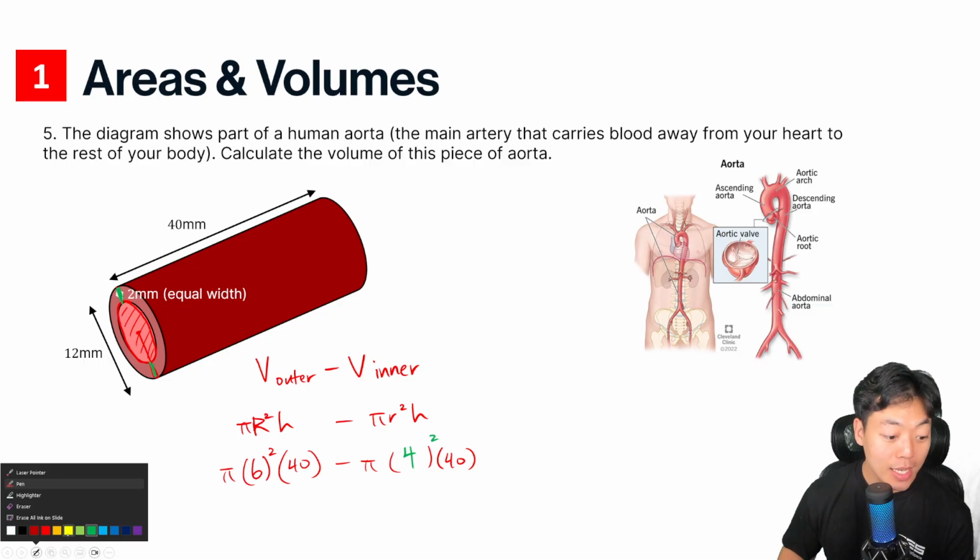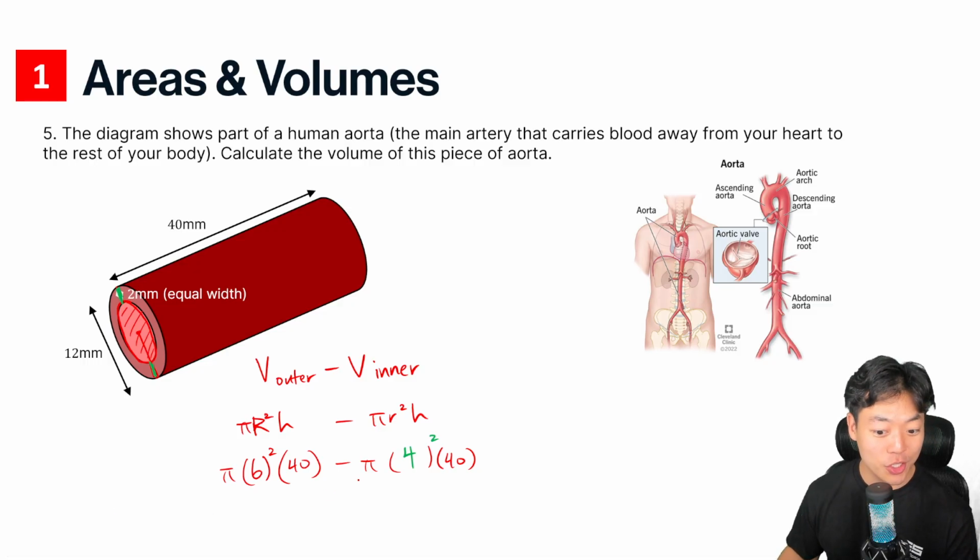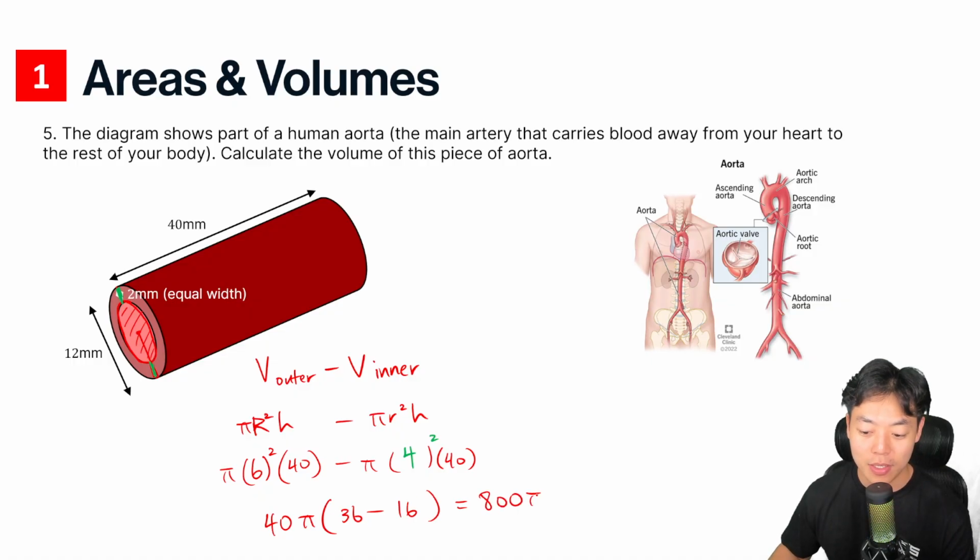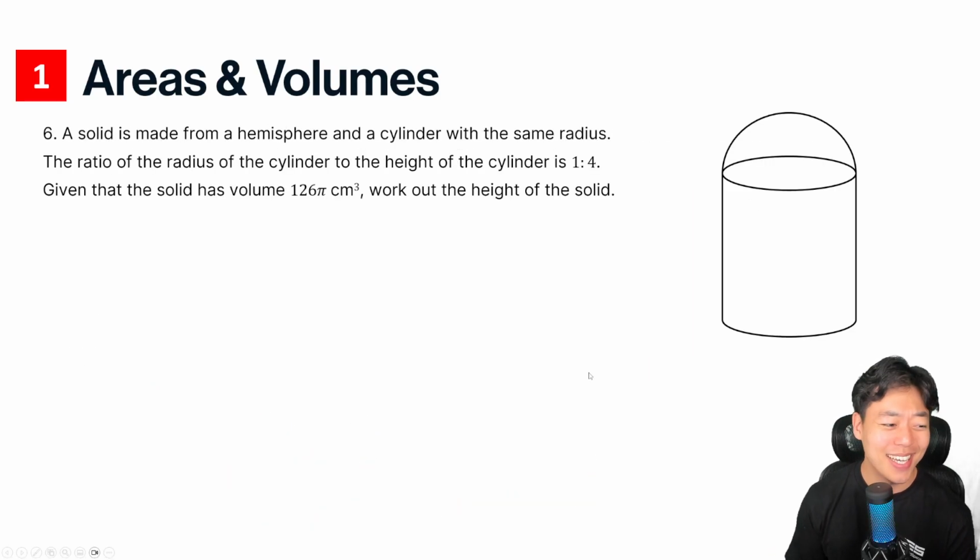Same idea. We can simplify this expression by factoring out a 40 pi from both terms. So now we just have 36, which is 6 squared, and 4 squared, which is 16. So we get 20 times 40, which is 800 pi. Since we're talking about volume here, that's going to be millimeters cubed. Quite neat.